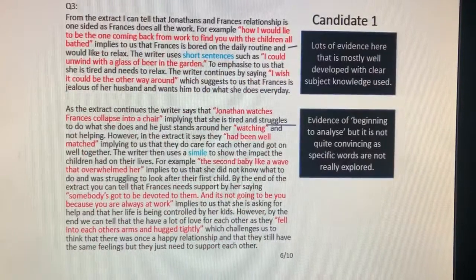You can see there then a full 6 out of 10, or pass mark, from this response. The number of quotes and good detail of explanation are there, but it needs a bit more considered analysis to get the higher marks.